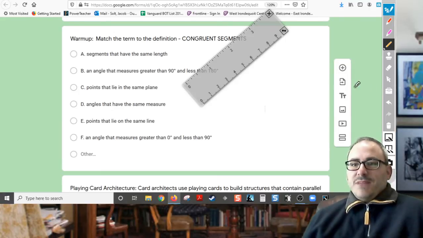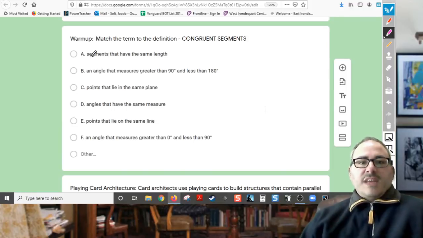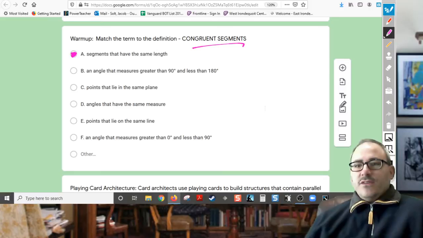Wonderful. Make my ruler go away. Oh, no, ruler go away. Segments that have the same length. If two segments have the same length, they are congruent, okay?